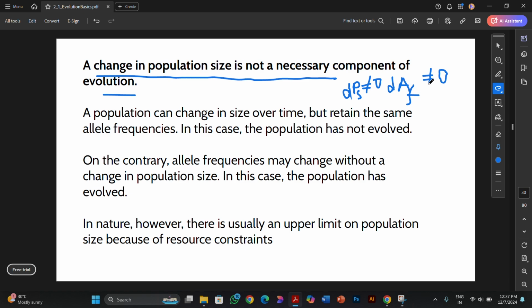Okay, now take another aspect. Say population size does not change, but allele frequency changes. Then it is also an evolution. You can read these things; I have mentioned all of these in this talk.